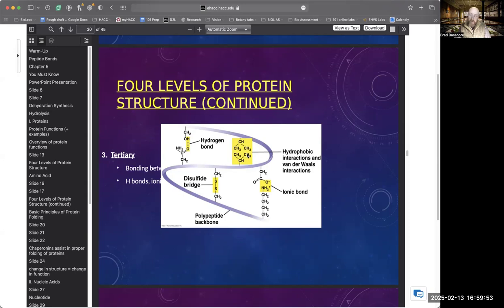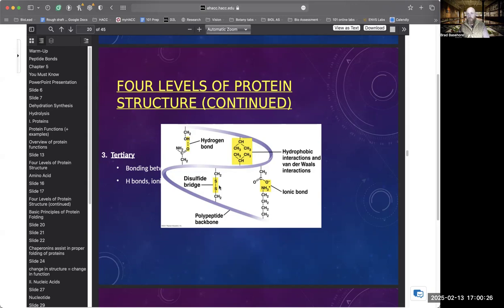Also, because your cells are full of water, they want to sort of turn to the inside of the protein to sort of hide from water, get away from it. So they're going to bond to each other in a response to moving away from water. Over here, we have an ionic bond forming between one of those acids and one of the bases. So that forms an ionic bond. And then the last type of bond that can happen are these disulfide bridges.